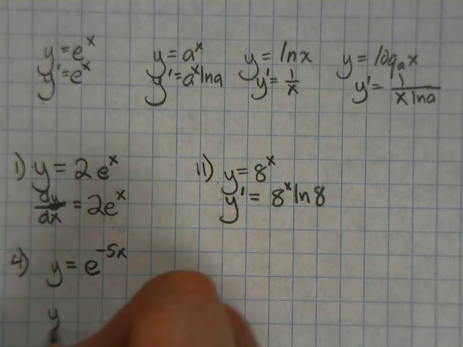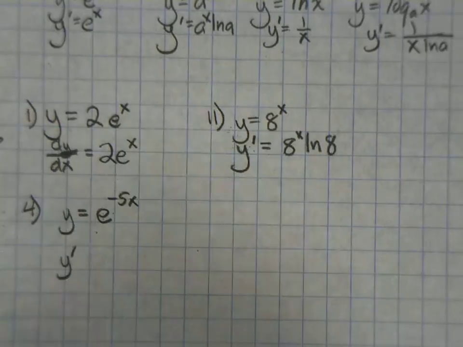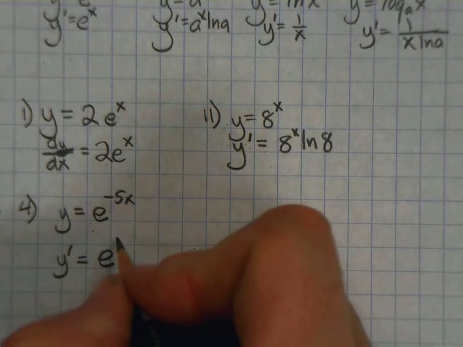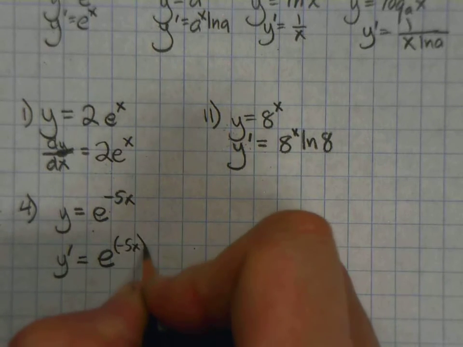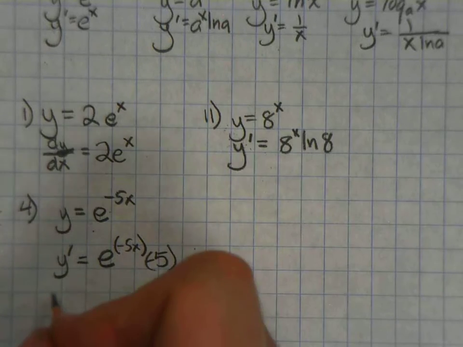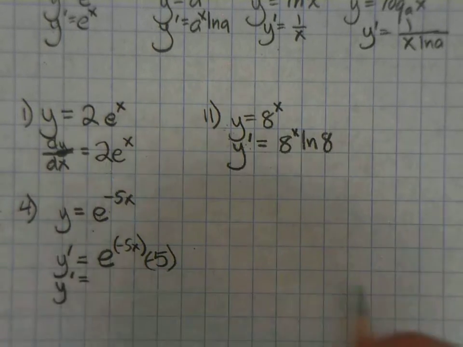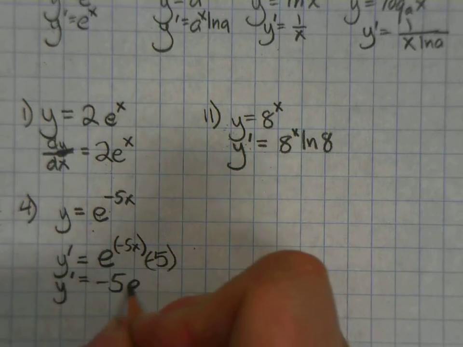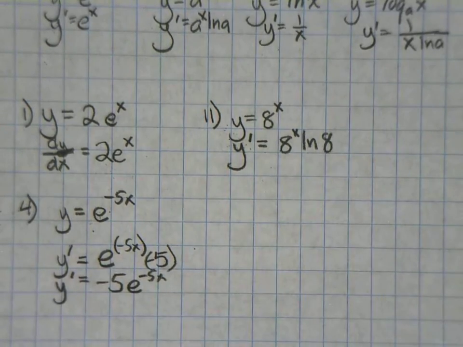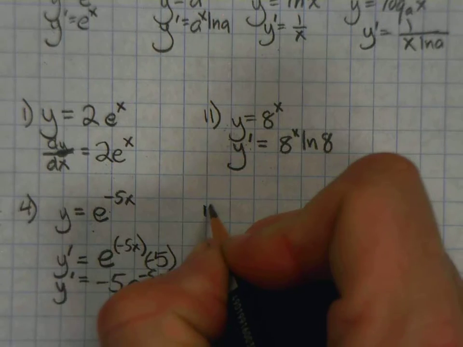So let's see, the derivative of e to a power is e to a power. Our power is a negative 5x, which has a rate of change of negative 5. So I guess I'd rewrite that if I wanted to look fancy as negative 5 e to the negative 5x. All right, let's look at number 15.